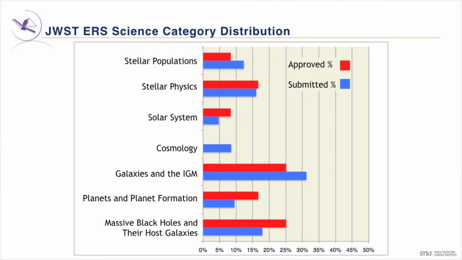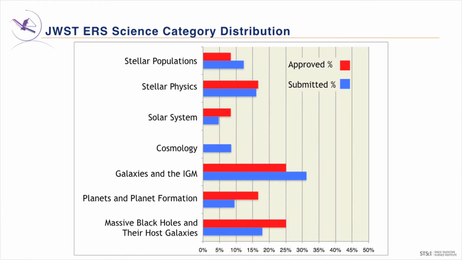This is a slide that shows the distribution, the approved and submitted percentages of those ERS proposals in different categories, stellar population, stellar physics, and so on. The blue bar indicates the submitted fraction relative to that total number of 106, and the red bar indicates the approved fraction relative to that number of 13. And as you can see, in most cases, the bars are about equal length.